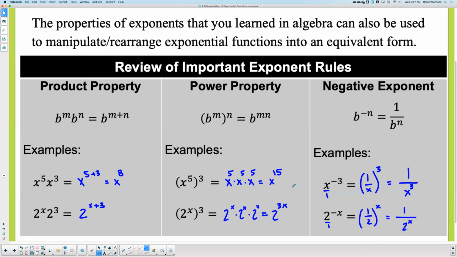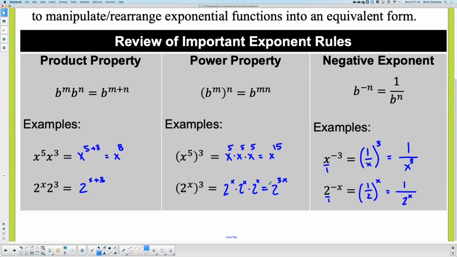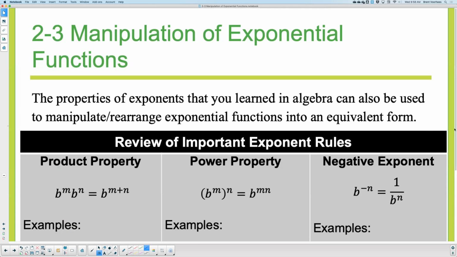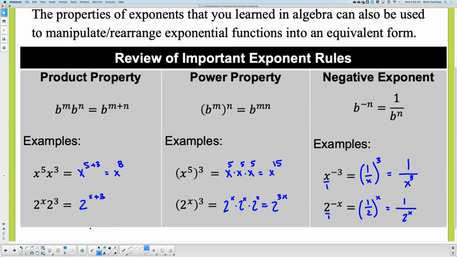Okay, so there's some important properties for exponents, both the product, the power, and the negative exponent. By the way, it's not on here, but there is a quotient property. Let me make sure it's on the next page. Nope. We should have a quotient property. Why do I not have the quotient property on there? Do y'all know what that is?